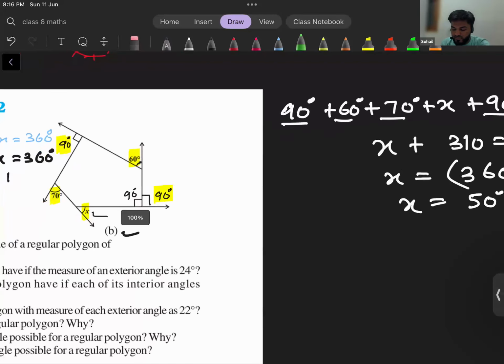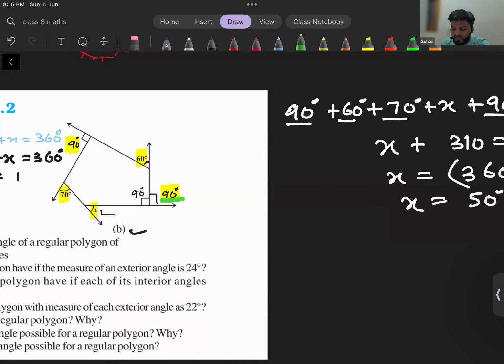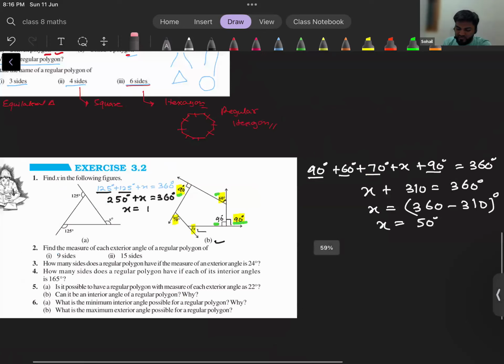Very good. The figure itself has provided you with the exterior angles. If the interior angle is 90, the exterior one is also going to be 90. That is obvious. It is already written here. This sign represents a 90-degree angle. Right, guys? Now move on to the next question.